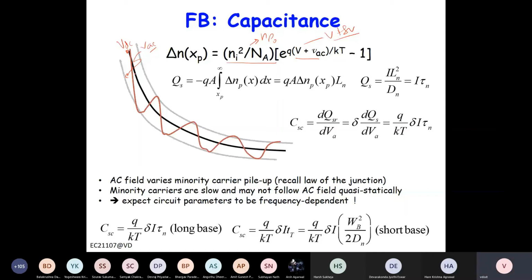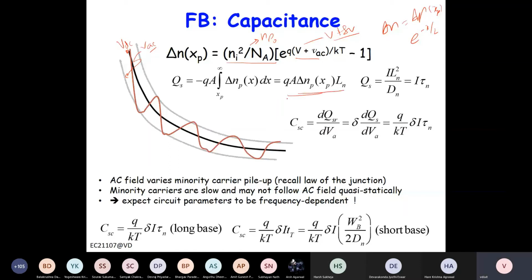So total charge here will be, delta N of course will change with position. So delta N will be delta N at Xp times e to the power minus x by L. If you integrate it, this L will be multiplied, so delta N at Xp multiplied by Ln. This will be the total charge.